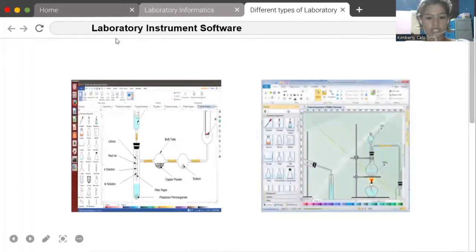So in the image, this is an example of laboratory instruments, like alcohol lamp, burette, test tube, iron stand, and many more. But here, by the use of technology, these are the instruments in the laboratory, of course. We have seen this already, as Ma'am Aida showed us.